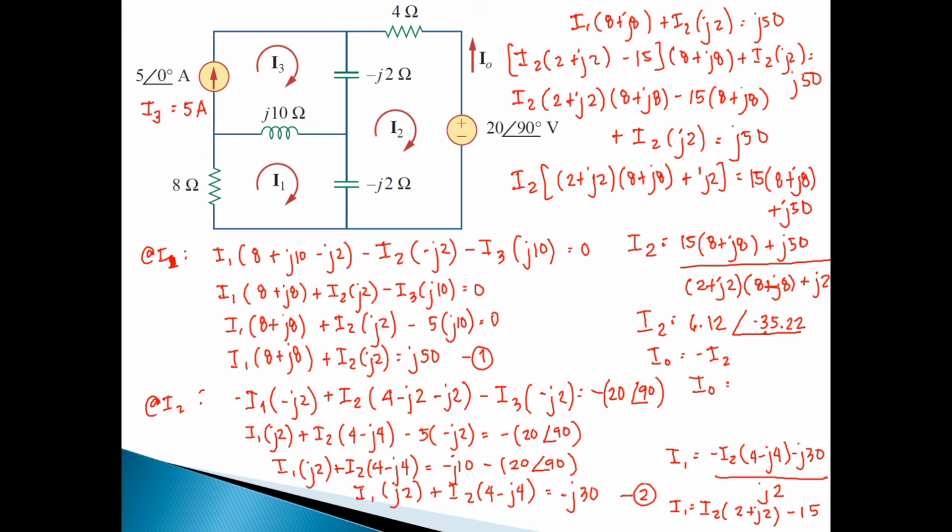The angle will change. And this is equal to 6.12 angle of 144.78 ampere. So this is the value of our I0.